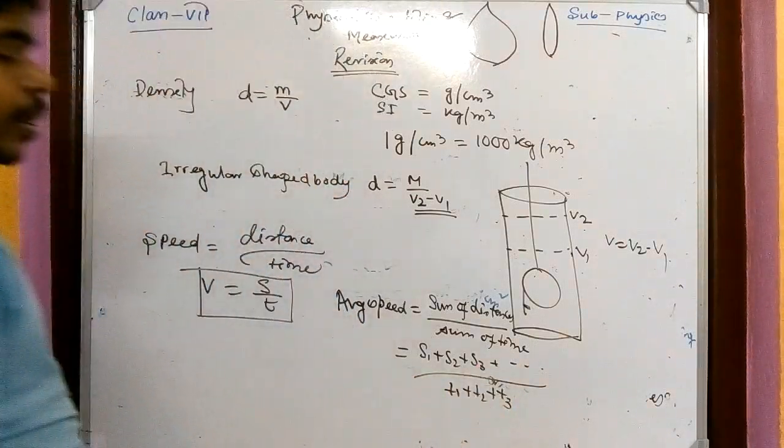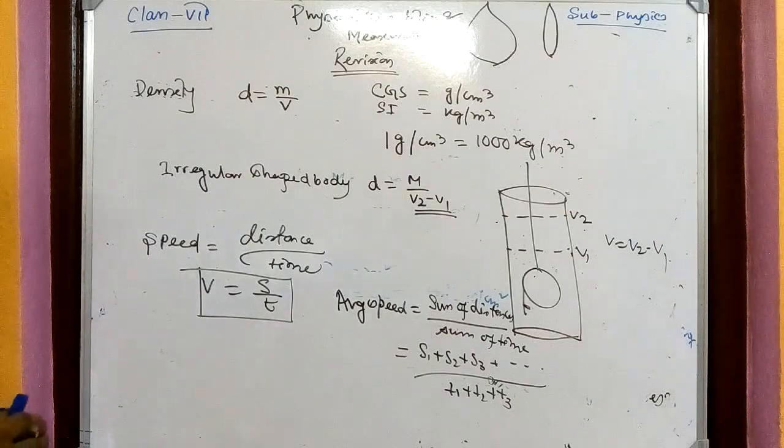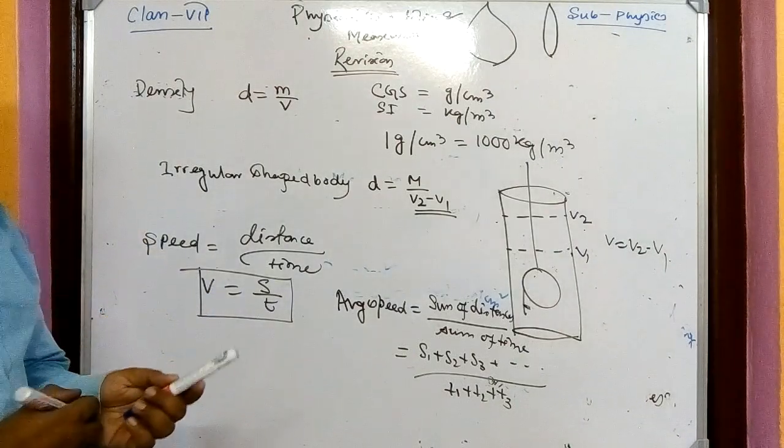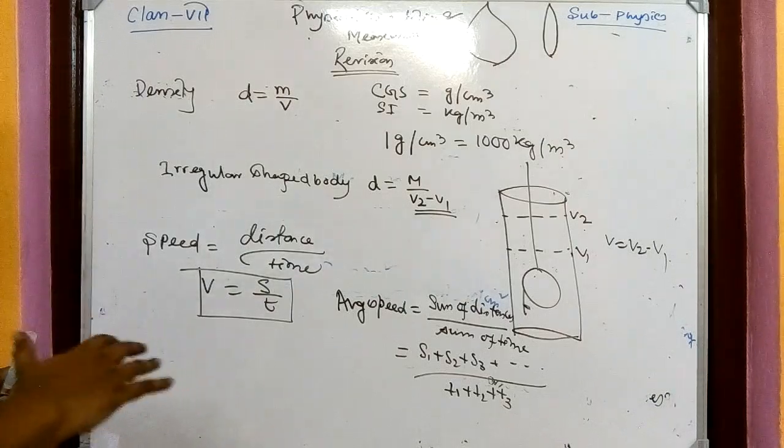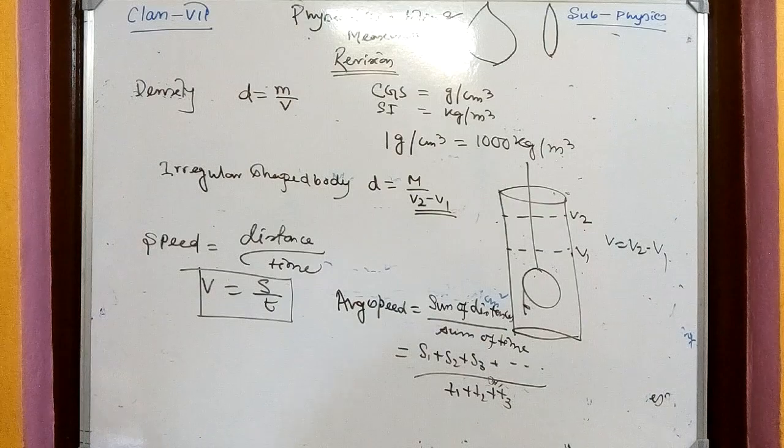By the way, the displacement can be denoted as S or the distance can be denoted as D also. I think in the previous video I used D, here I have used S. So don't need to panic. It can be shown by S, it can be shown by D also. No problem with that. Unit.